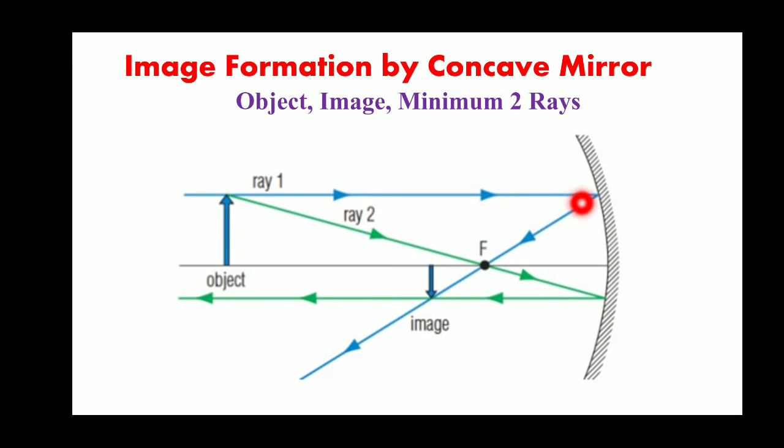Once again, this is the first reflected ray and this is the second reflected ray, and both the rays meet at this point. What you get where they meet is called the image. From the principal axis I have drawn a line; this is the image. Children, once again, this is the object and this is the image. The object arrow points upward and the image arrow points downward. To get an image at any place, a minimum of 2 rays is enough.